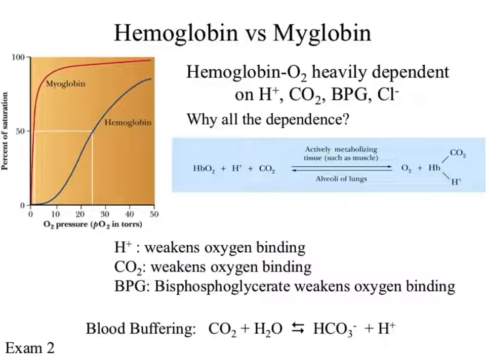So why would we want all this dependence? Was there a difference in the pH between your muscles and your lungs? Why do you want that dependence? So checks and balances, so things move the direction we want them to. Okay, if we didn't have a lot of dependence, what happens? You get myoglobin. Oxygen binds, and I now pass out because the oxygen doesn't get released.